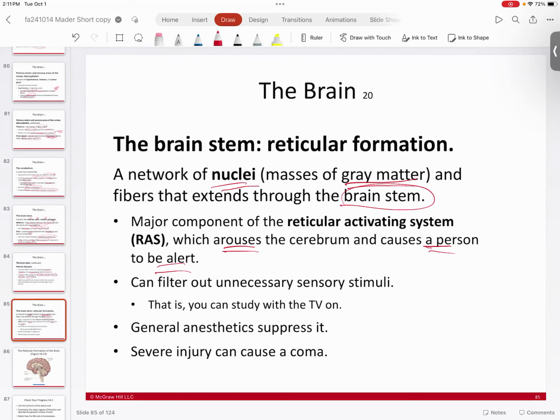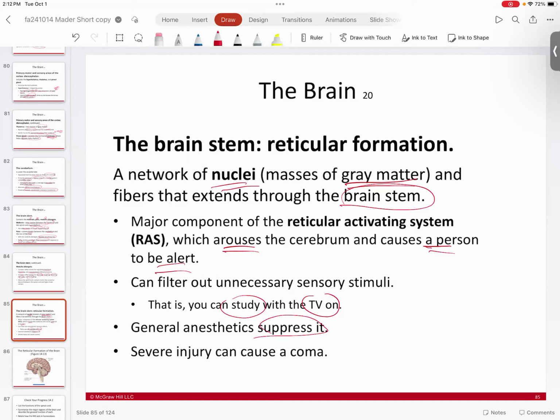You can also filter out unnecessary information. So for instance, you can study with the TV on, so you can ignore the TV while paying attention to your studies. And so this allows you to focus on one thing and not the other. General anesthetics, for instance, will suppress this, and so it'll basically put you into a state of unconsciousness.